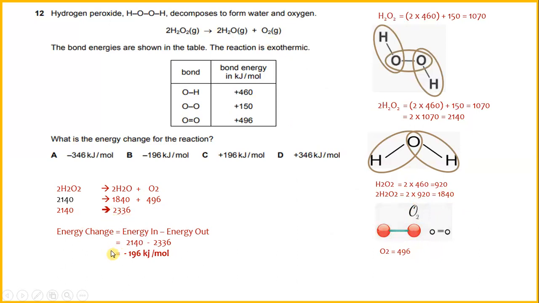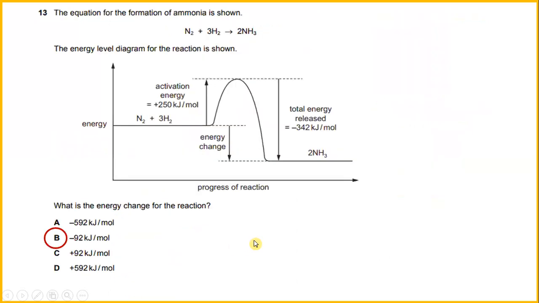So in the formula, energy change is energy in minus energy out. So you get 2140 minus 2336, then you get the value of negative 196 kilojoule per mole. So the answer of this will be B.